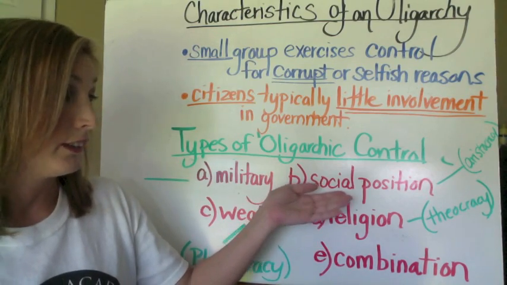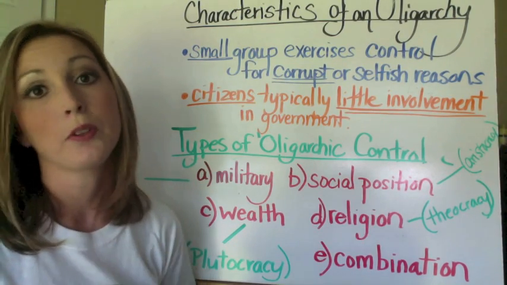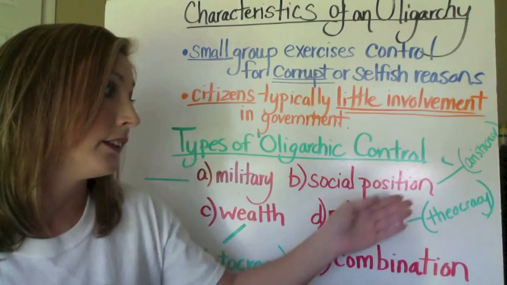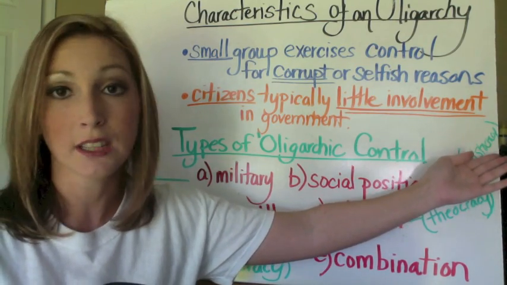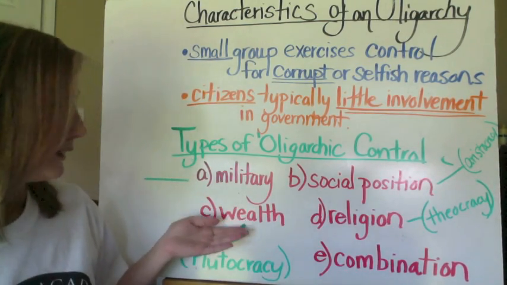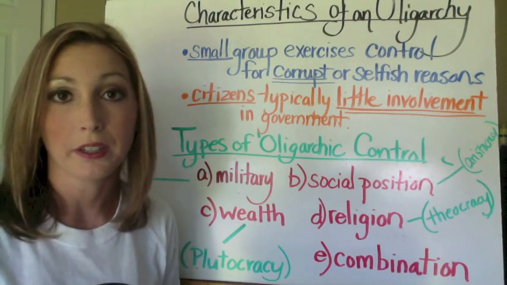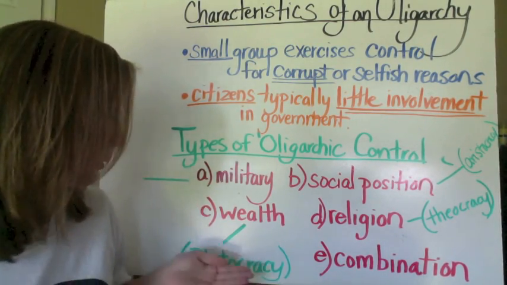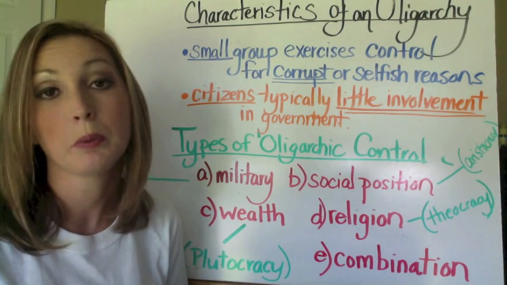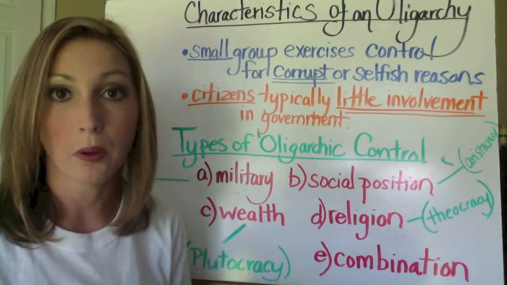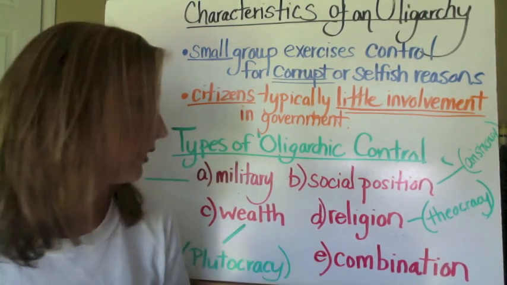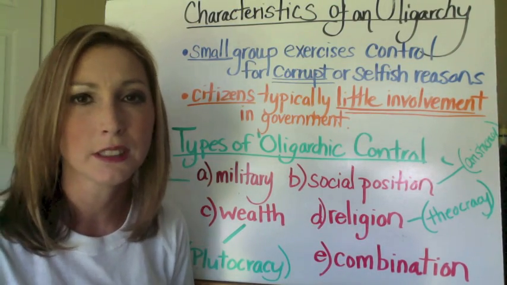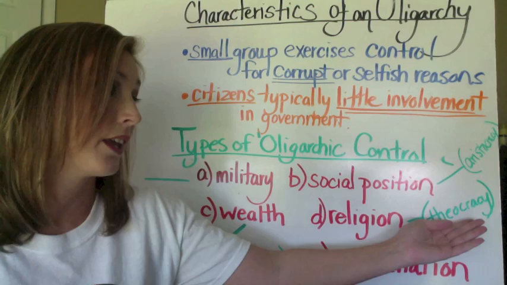You also have a social position, a rule by few who are considered to be in a favorable social position, and this term could be like an aristocracy. C, rule by the wealthy. Aristotle coined the term plutocracy, which typically means the rule of the wealthy, or the rule of the few wealthy. And then also a religious oligarchy, and a religious oligarchy could be termed theocracy.